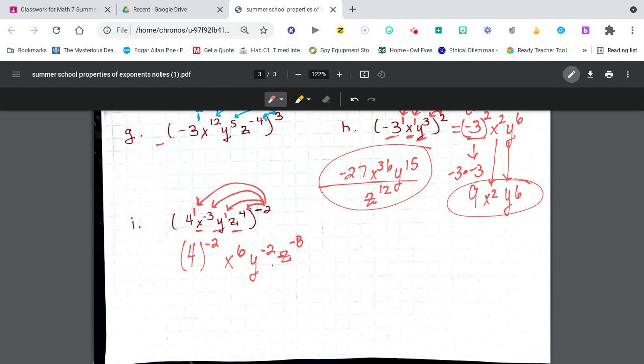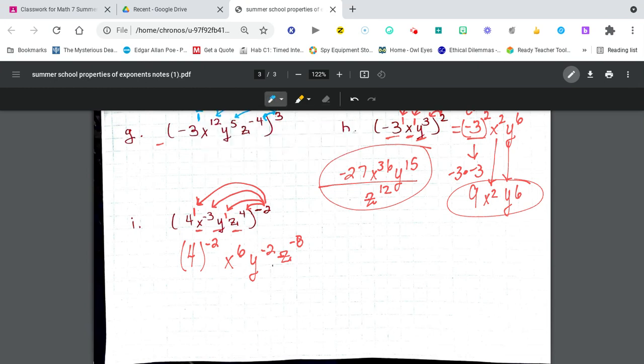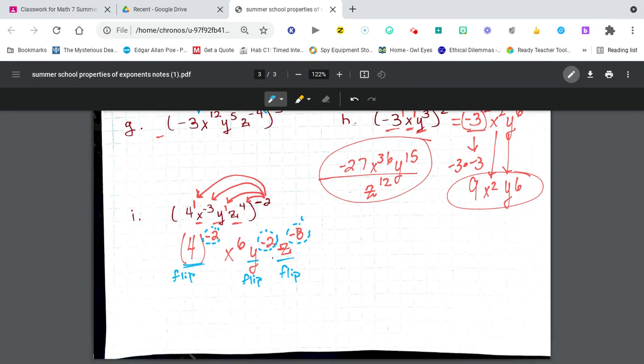Now I just need to go through and fix everything that has a negative exponent. So let's fix it. This has to flip because it has an exponent of negative 2. X doesn't. It has a positive 6. Y has to flip. It also has a negative exponent. And also Z has to flip because it also has a negative exponent. So the only thing that's going to stay put is x to the 6th power.